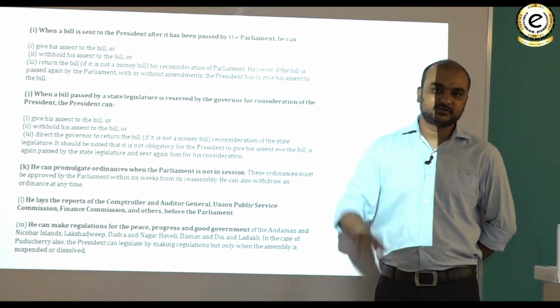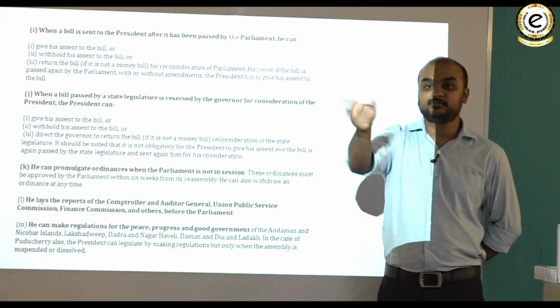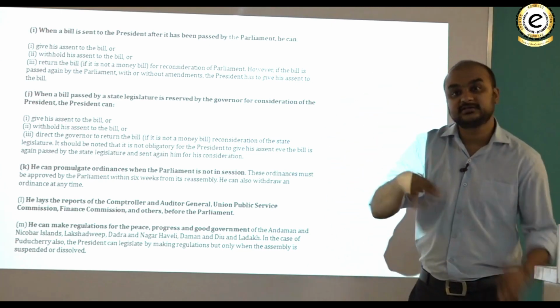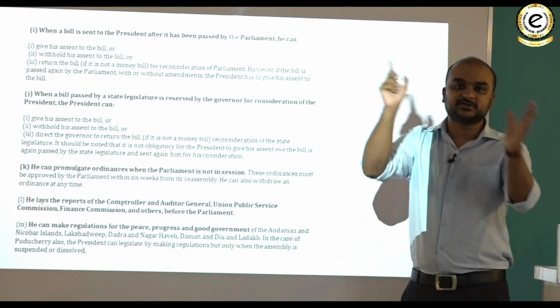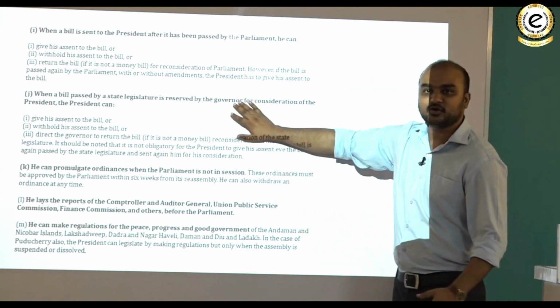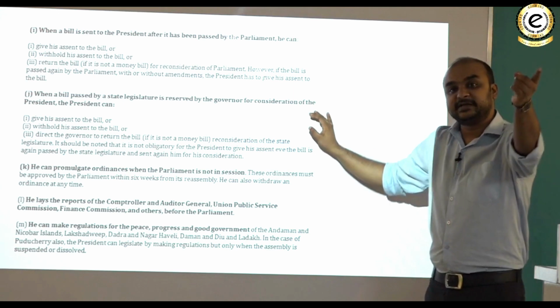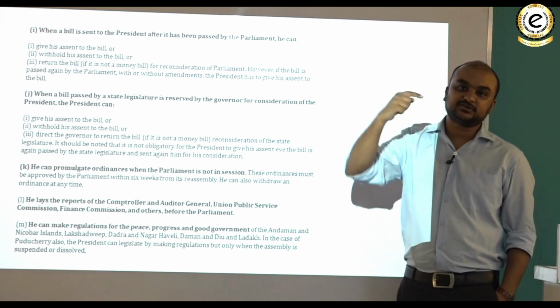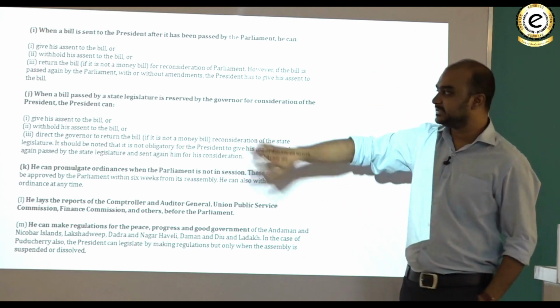He can declare that he withholds his assent. He can return the bill, provided the bill is not a money bill, to the state legislature for his consideration. Or there is a fourth option: he can reserve the bill for the consideration of the President. This option is very much modeled on the Government of India Act 1935, where the Governor could reserve the bill for the consideration of the Crown. So this is something like that.